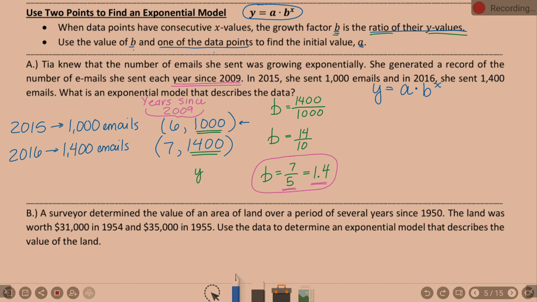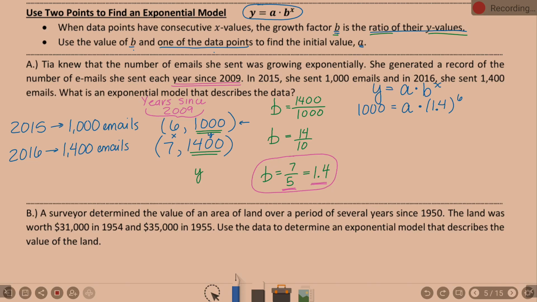What do we know in an ordered pair? It's X, Y, right? So Y equals, I'm going to say 1000 equals A, which is what we're trying to find, times B. You guys want to use the easy version, B? 1.4 raised to the X. What is X in this scenario? 6. Okay.